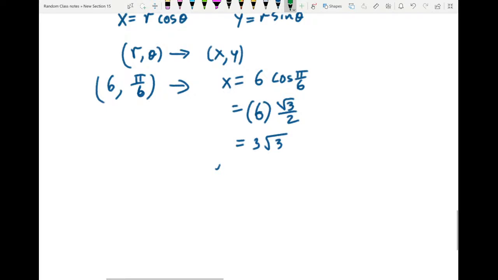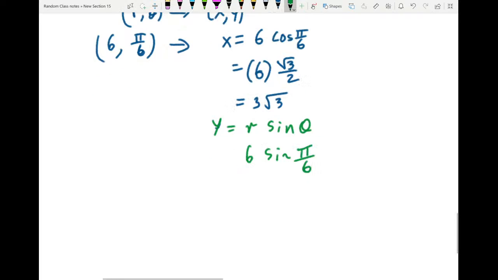y is r sine theta. And in this case, it would be 6 sine of pi over 6. And you get 6 times 1/2, which is just 3. So therefore, this converts to 3 root 3, comma 3.